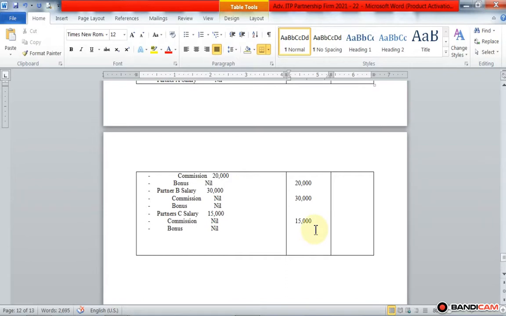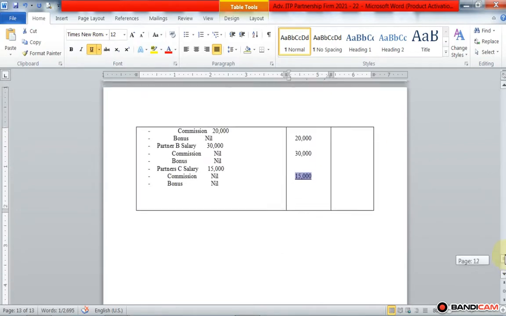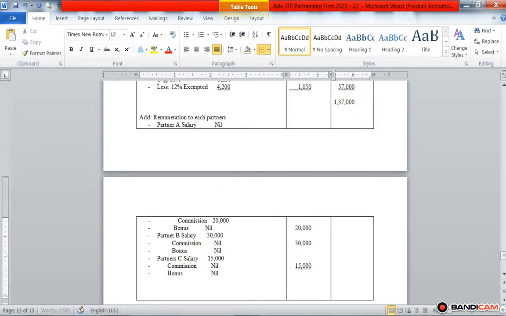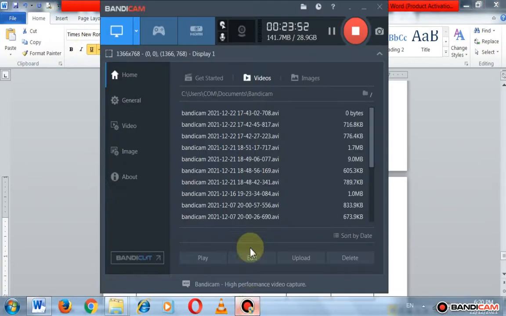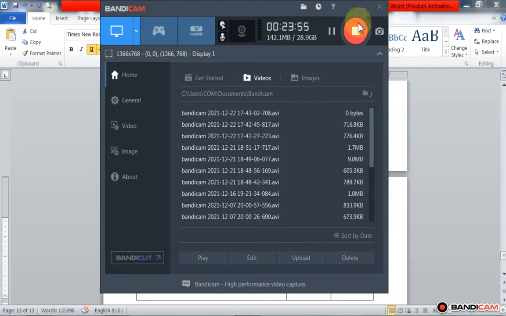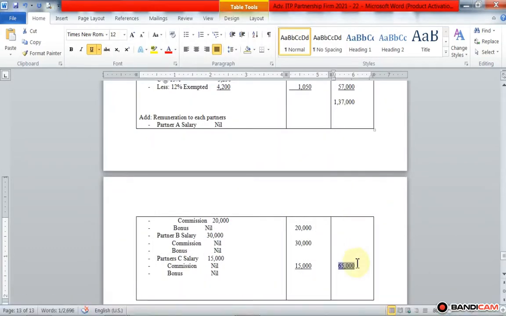Now here we identify the remuneration. Now make the total of the inner column, that is, make the total of the partners' remuneration and put this total in the outer column. So here 65,000 is the total remuneration of the partners. That total remuneration is added in net profit. We add this remuneration to net profit. Got it?